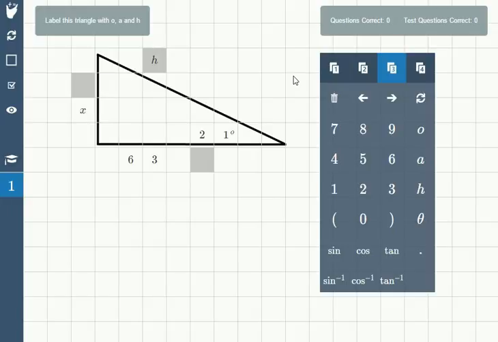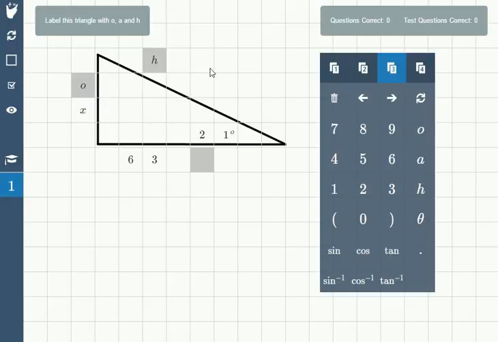The next side we're going to label is the opposite side, and the opposite side is always opposite the angle that we're using in this question. So here we've got an angle of 21 degrees in the triangle, and so that makes the opposite side the one over here because it is opposite to that angle.